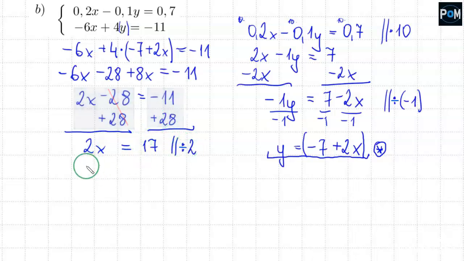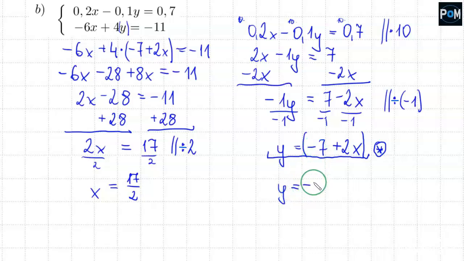I divide everything by 2. So here's a 2 at the bottom, here's a 2 at the bottom, and that means x is equal to 17 over 2. 17 halves is equal to x, so now I can calculate y. I calculate y here using the equation marked with a star. y is equal to minus 7 plus 2.